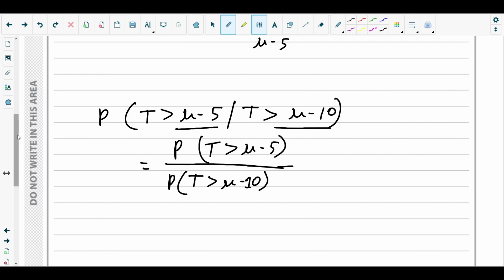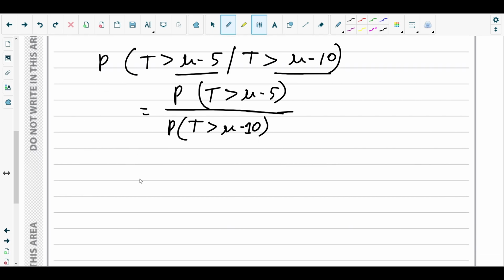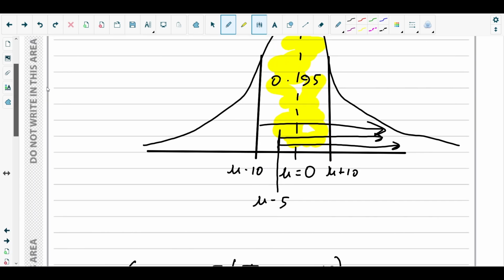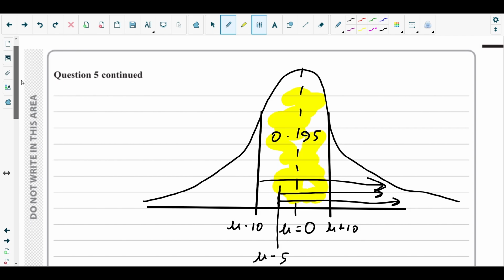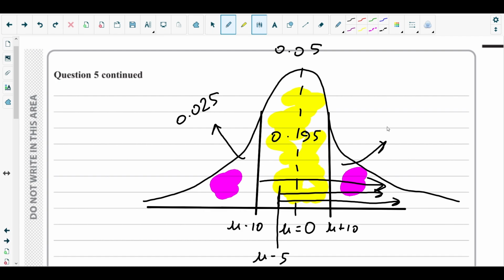Okay, so we need to have these two probabilities. Now consider the bell curve. Look, the yellow shaded area is 0.95, right? And we know that this shape is symmetrical. That means the area you can see here and here is the same, right? So this area and that area will add up to 0.05. That means here it is 0.025 and here it is 0.025, using symmetry.